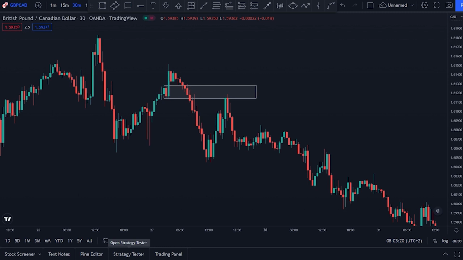Because we used the low of the zone, we entered too early because of that. But as you remember on example 1, that entry was a sniper.